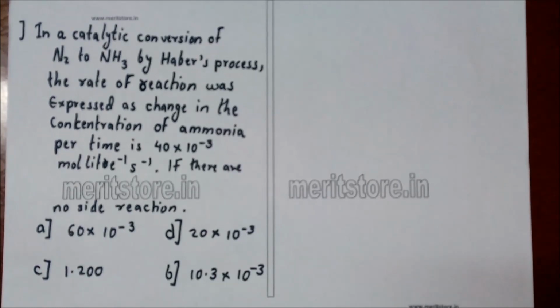So our next question is, in a catalytic conversion of nitrogen to ammonia by Haber's process, the rate of reaction was expressed as change in concentration of ammonia per time is 14 into 10 raised to minus 3 mole per liter per second. If there is no side reaction, option A is 16 into 10 raised to minus 3, B 20 into 10 raised to minus 3, C 1.200 and D 10.3 into 10 raised to minus 3.